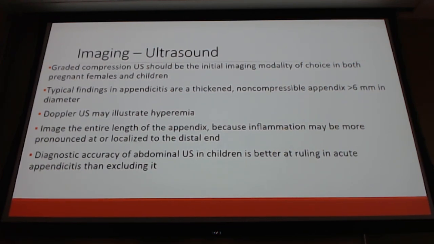So hyperemia with Doppler, they put that on there. Hyperemia is just increased blood flow. The body is trying to fight that, so it's going to increase the blood flow to that area. So we want to make sure that we image the entire length of that, in both sagittal and transverse views. In the pediatric population, the sensitivity is much higher.